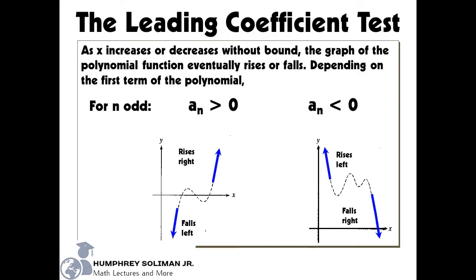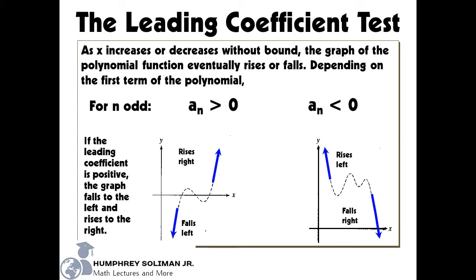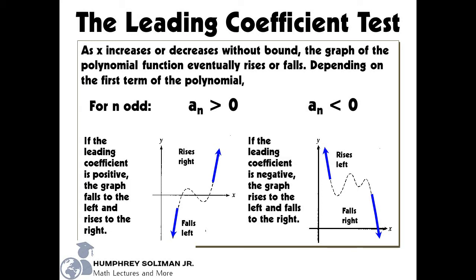The end behavior of the graph of the polynomial function can be predicted by the leading coefficient test. As x increases or decreases without bound, the graph of the polynomial function eventually rises or falls, depending on the first term of the polynomial. For an odd degree polynomial, if the leading coefficient is positive, the graph falls to the left and rises to the right. If the leading coefficient is negative, the graph rises to the left and falls to the right.